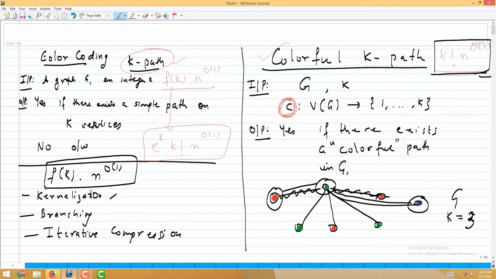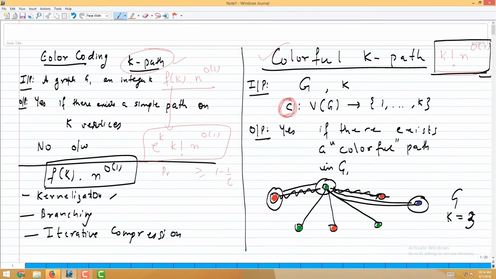So we have solved this problem in this much time, but this is a randomized algorithm in the sense that there is an algorithm that runs in this much time, and if there was a k-path in the graph, then it will give me a k-path with probability at least 1 by e. It would not give me the correct answer with probability at most 1 by e, and it will give me the correct answer with probability at least 1 minus 1 by e, which is again some constant. So this is the algorithm for k-path.